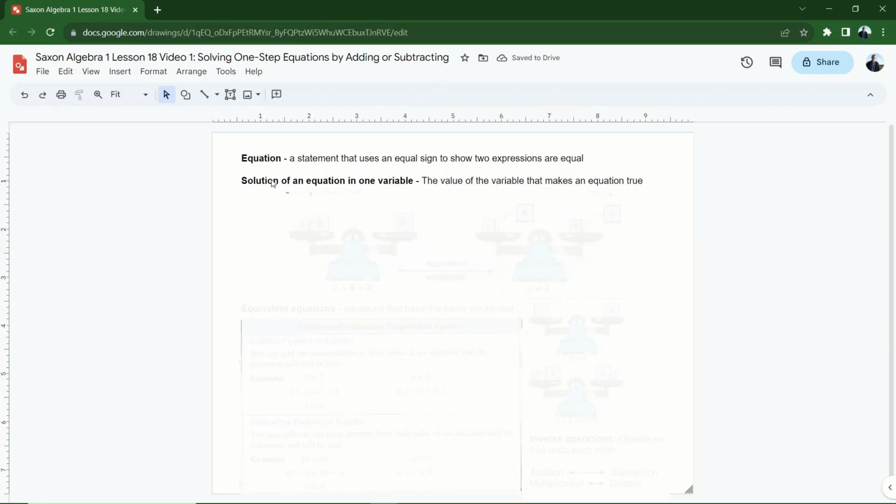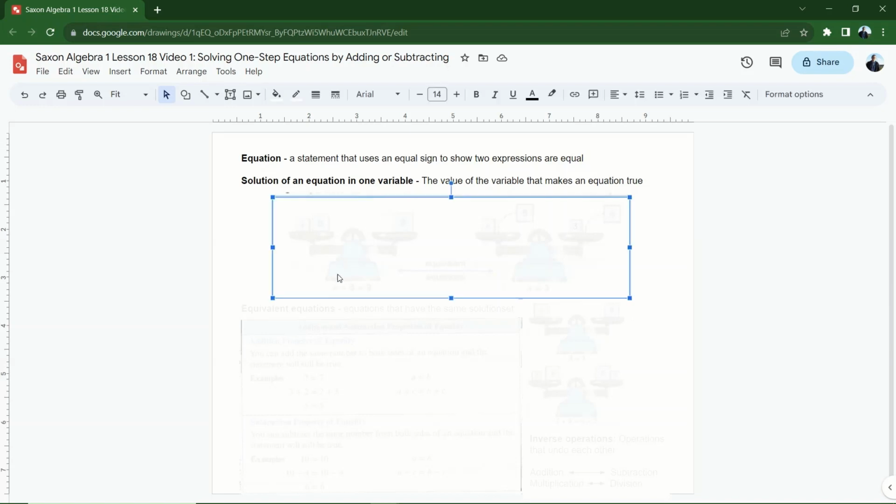The solution of an equation in one variable is the value of the variable that makes an equation true. How many variables do we have in these equations? One. So there is a single value that makes an equation true. In the future, we're going to be working with equations with two variables, and we're going to find that there is a whole series of values that make an equation true. But here, there's just going to be one value. Like I said, simplest type of equation, simplest type of operation. That's what we're going to be doing in this lesson.